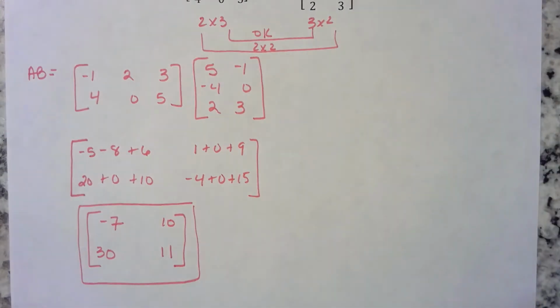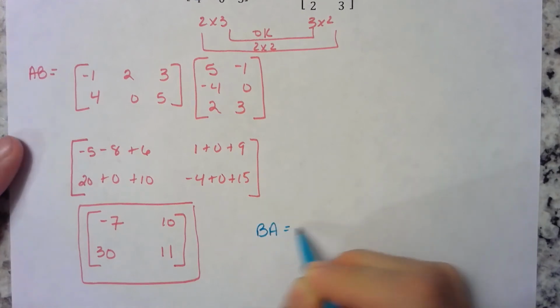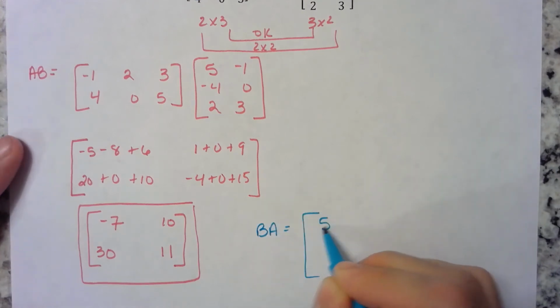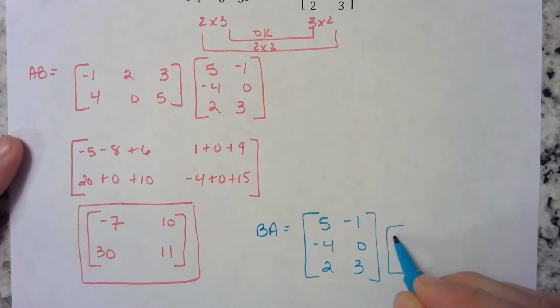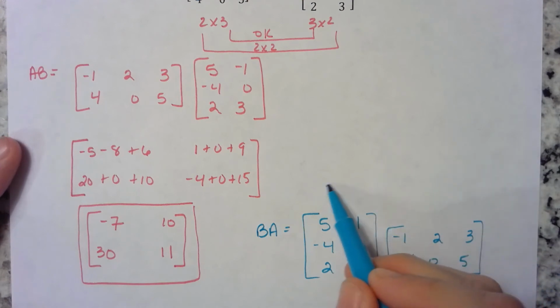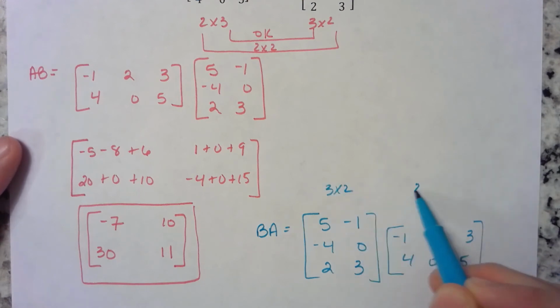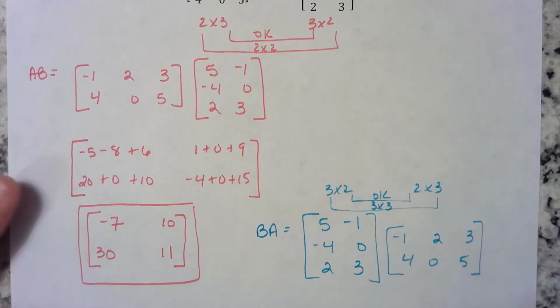So the next thing they asked us to do is find B times A. So B is going to be 5, negative 1, negative 4, 0, 2, 3 times A, which is negative 1, 2, 3, 4, 0, 5. This time we have a 3 by 2 times a 2 by 3. We still can multiply them, but this time we're going to get a 3 by 3. Let's see what happens.